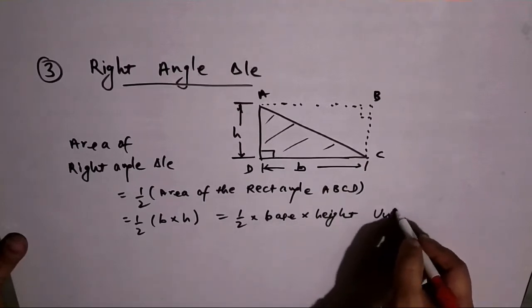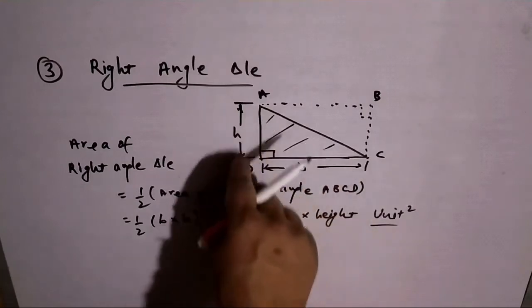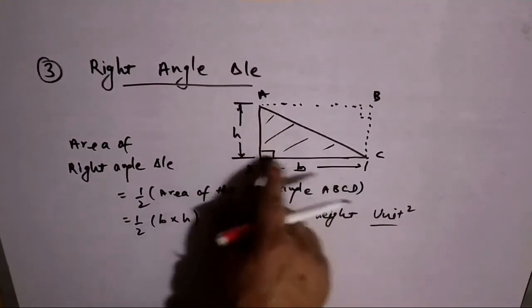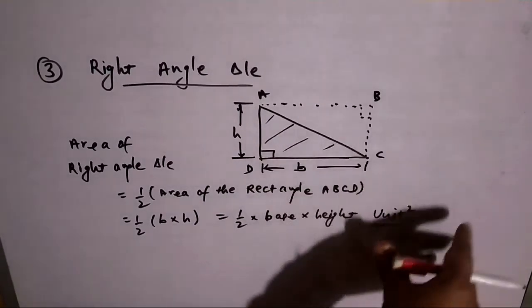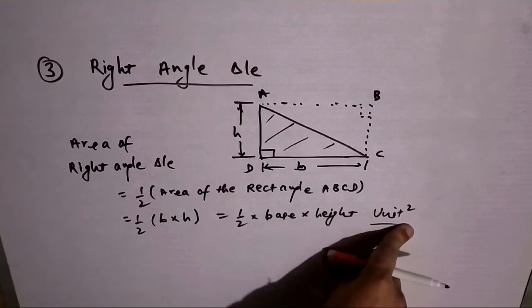So obviously the unit would be in unit square. Again, same concept. It is in centimeter square if this length is in centimeter, and if it is in meter, the unit would be in meter square. So basically whatever unit you take, whether it is centimeter, meter, kilometer, or millimeter, anything, that would be square.